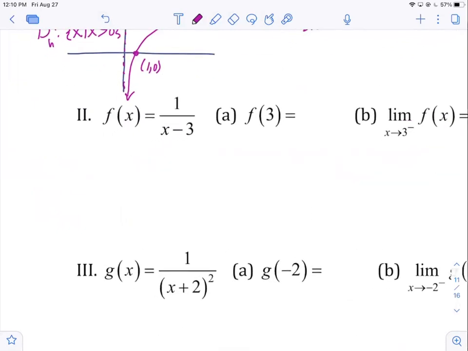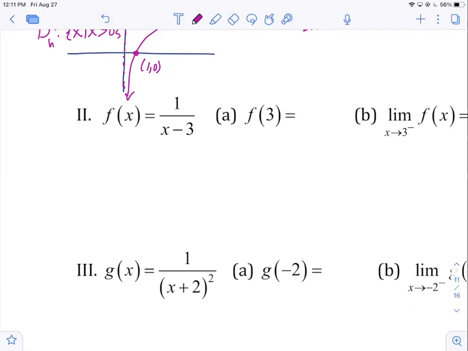Number 2, this is a transformation of a parent function. The parent function is 1 over x. Let's pretend we don't know what the graph looks like, though, because this would be a transformation. What does any graph do when you replace x with x minus 3? Shifts it to the right 3 units. Okay. Now, let's say you don't know what the graph looks like, but just analyzing the function, what's the only value not in the domain?